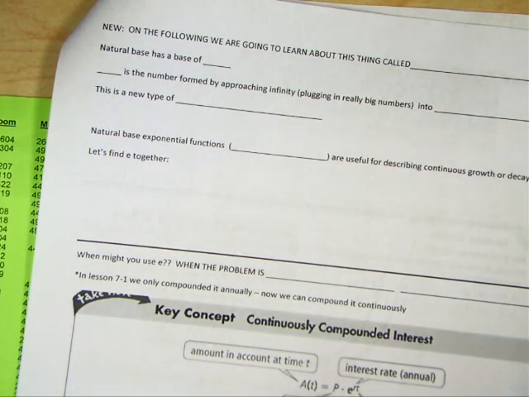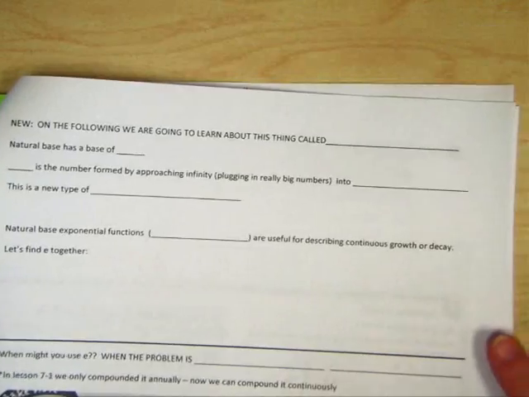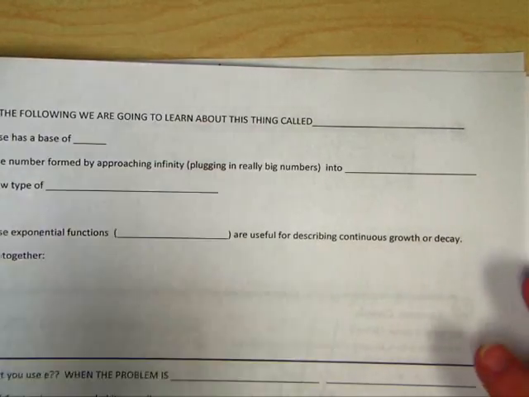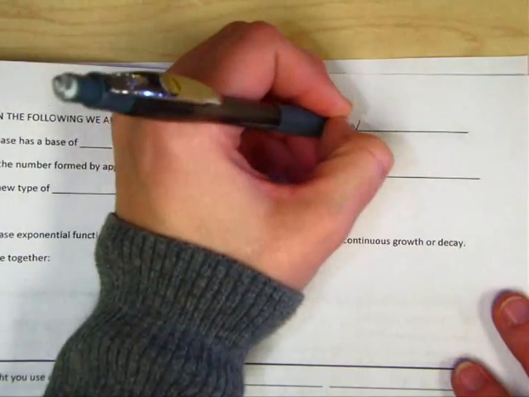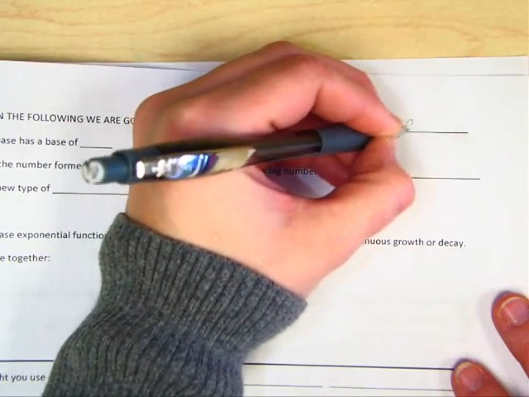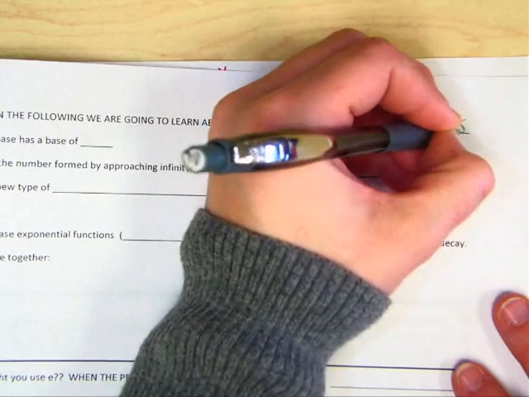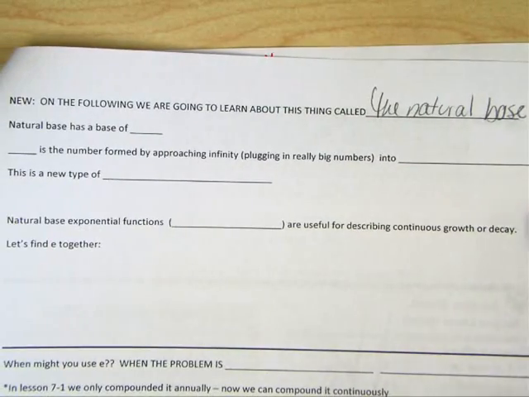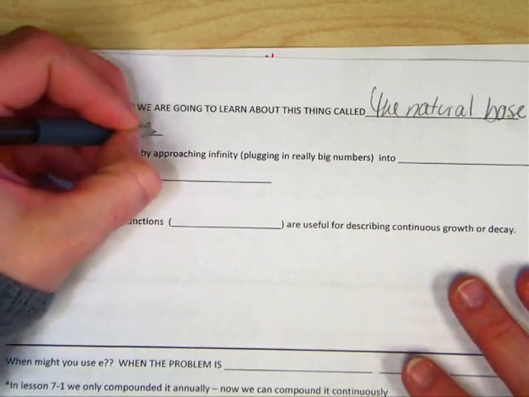In the next section of the notes, we're going to talk about this thing called, and you haven't learned about logarithms yet or anything, but this will make more sense in a little bit. We're going to talk about this thing called the natural base. Now try to understand what I'm going to say. The natural base has a base of e.